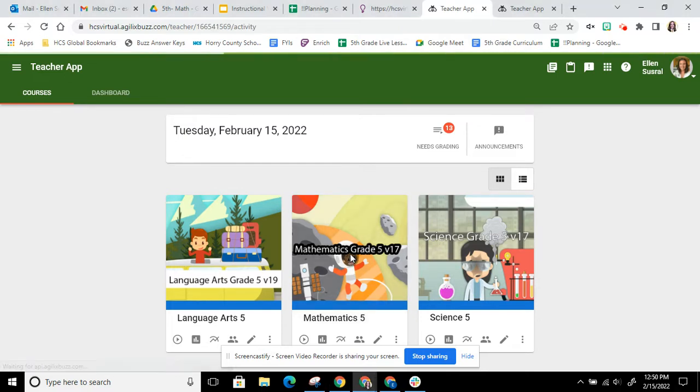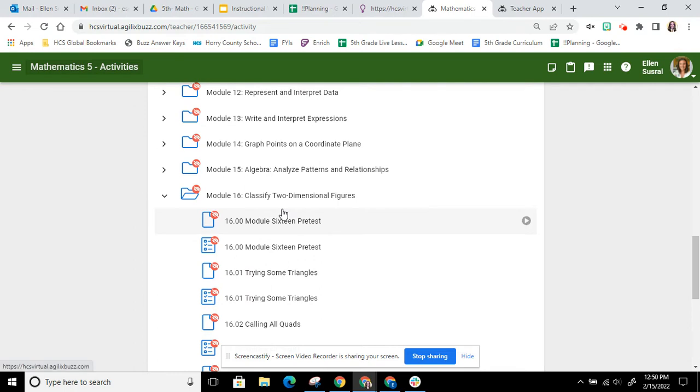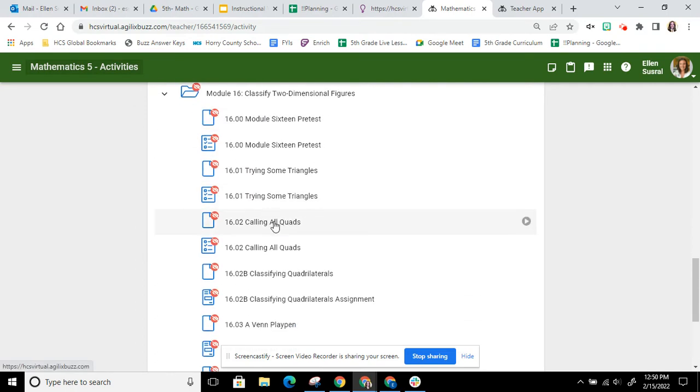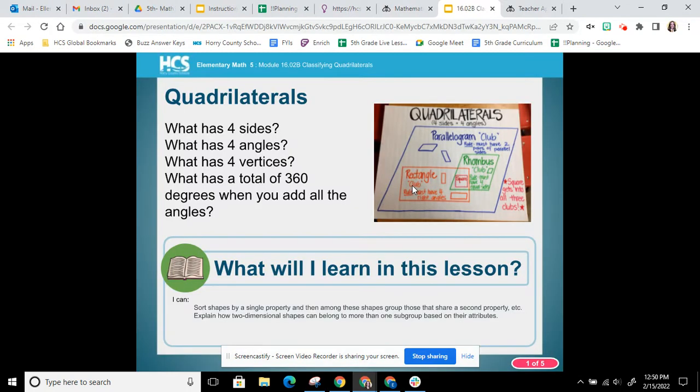You're going to go into your math course and scroll down. We're looking at Module 16, Classifying Two-Dimensional Figures, and 1602B, Classifying Quadrilaterals. Click on that blank page icon to open up the lesson. Click on the lesson to make it a bigger format. This is a 5-page lesson, so make sure you go through all 5 pages.